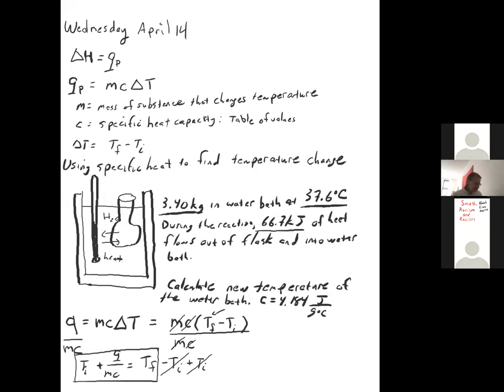Okay. All right, so let's go ahead and put those numbers in. T final is equal to T initial. So our T initial is 37.6. So let me just write that over here. T final is 37.6 degrees C plus, now we have Q, which is 66.7 kilojoules over MC. So M is 3.40 kilograms. And then we already know what C is. It's 4.184 joules per gram degrees C.